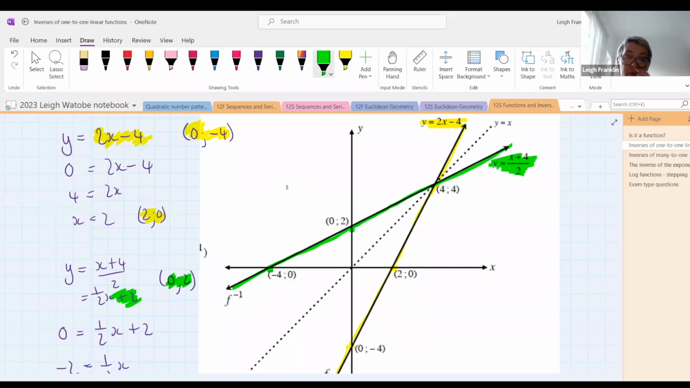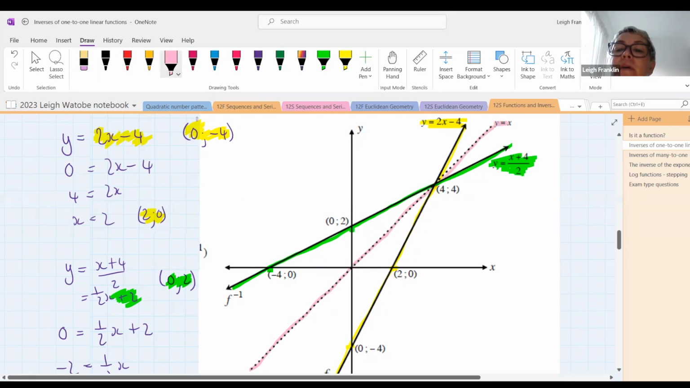Okay, the other thing that is also important for me to show in this case is the line over which my reflection is taking place. So here it is in pink. There is y equals x. Okay, so the green line is the reflection of the yellow line over the pink line.